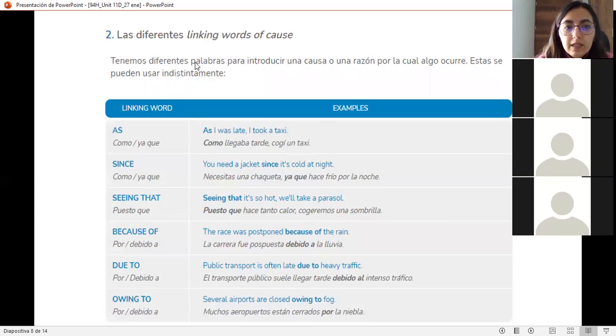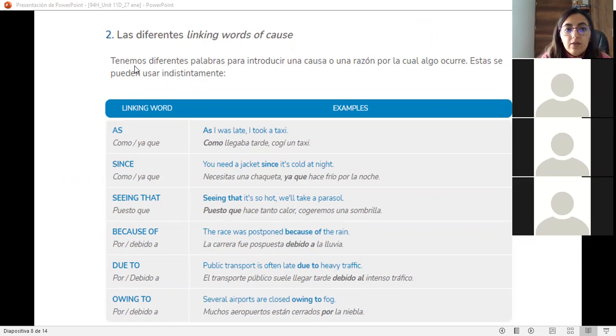Here we have a list of words of cause. Sí, acuérdense, cuando ustedes están dando el motivo o la razón por la que algo sucede, cuando ustedes quieren decir, por ejemplo, teacher, no puedo hablar porque estoy afónico. Están hablando de la causa, ¿no es cierto? Del por qué sucede algo. ¿Cuáles son esas linking words que nos permiten a nosotros hablar del por qué sucede algo?